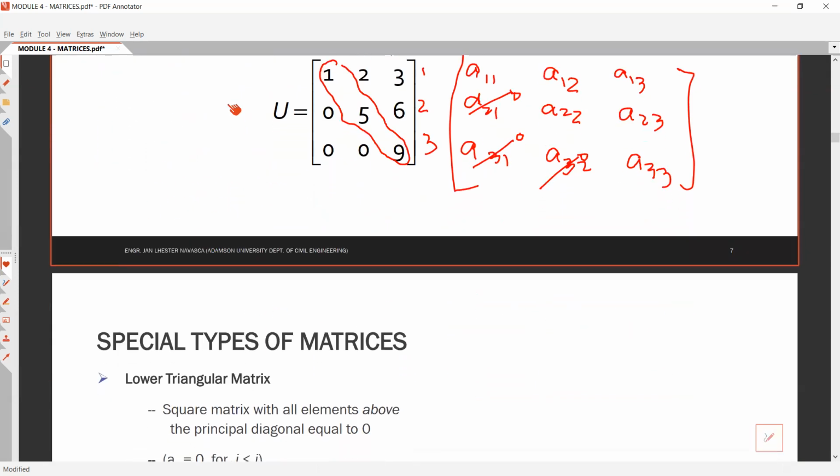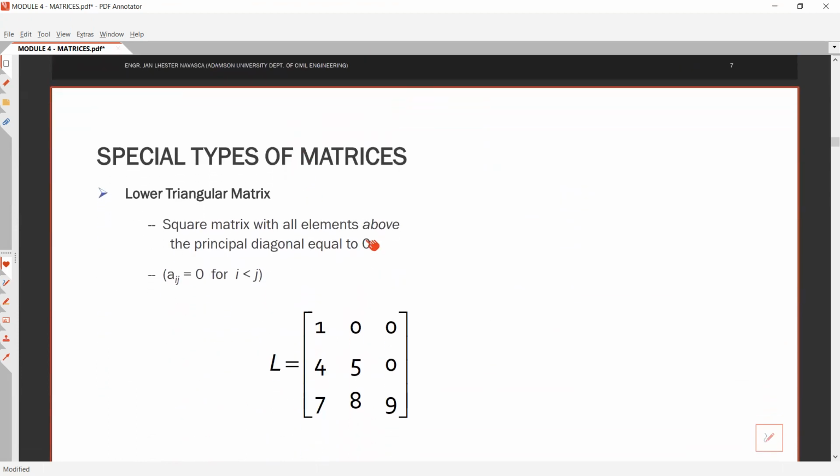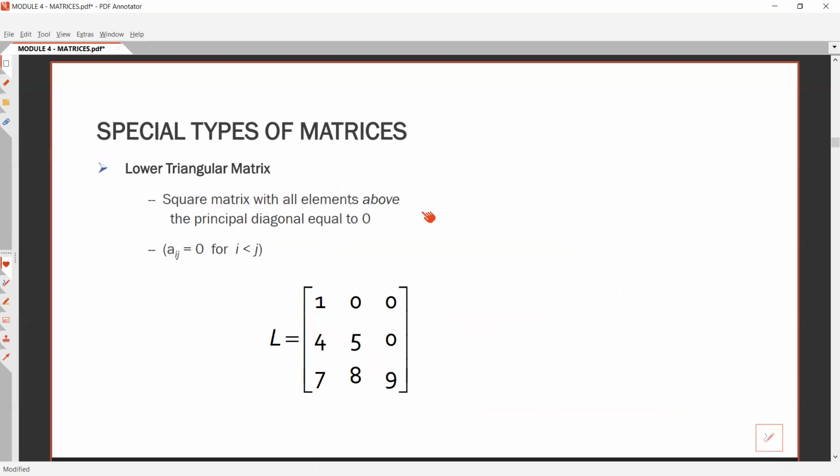Okay. Next one is we have the lower triangular matrix. So by the word itself, lower, so yung lower lang yung may numbers. Okay, so the square matrix with all elements above the principal diagonal are equal to 0. Okay, so ito yung ating main diagonal. This one is our main diagonal. Okay. Then therefore yung Aij is equals to 0 for i less than j.